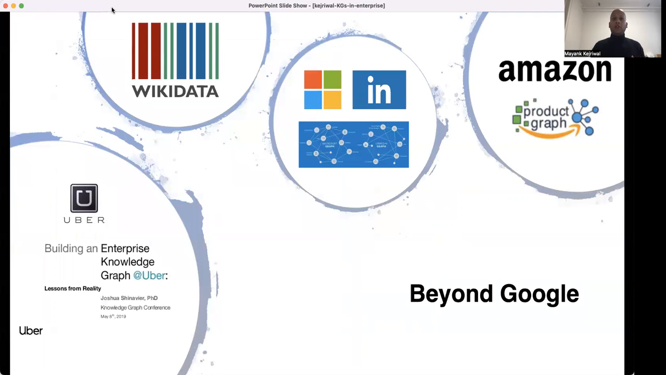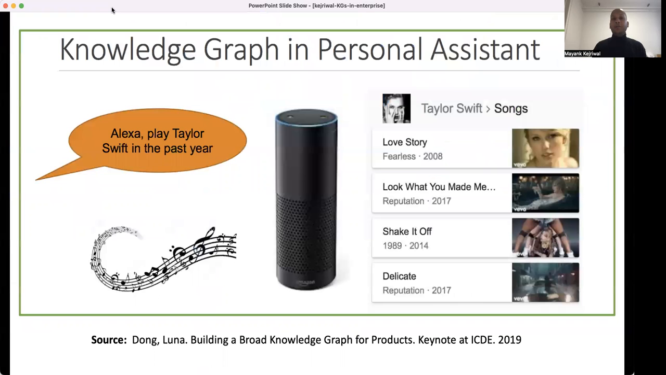Beyond Google, knowledge graphs have now been adopted in many enterprises. Here are some examples. The Uber knowledge graph, I'm not actually sure. This is something we heard about in 2019, but I haven't really heard much on the Uber knowledge graph. But certainly Amazon has gone big on it. LinkedIn has gone big on it. There's also Wikidata, which is an open knowledge graph, kind of like Wikipedia. It's completely open and you can download Wikidata and play with it.